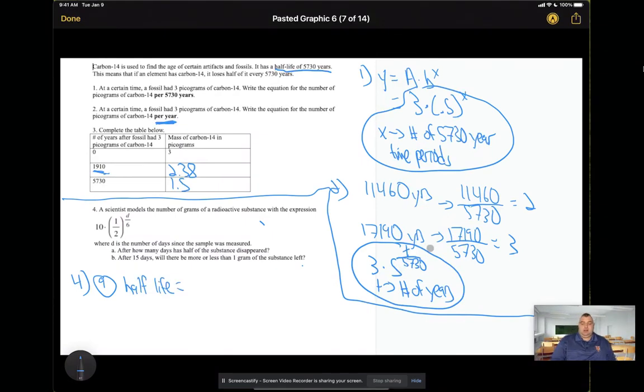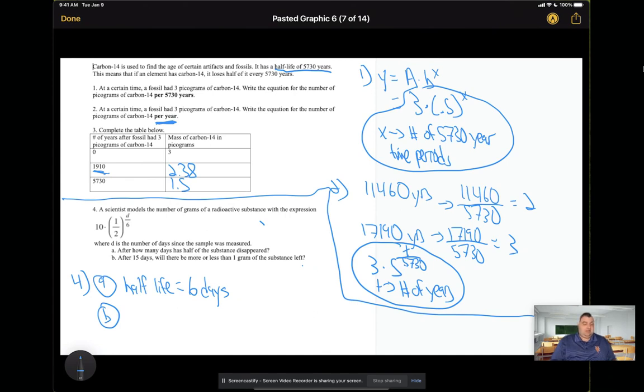Well, in this case, remember it was t over 5,730. So that 5,730 was the half-life of carbon-14. So the half-life ended up in the denominator. In this case, the denominator is 6. So the half-life is going to be 6, and I think d stands for days. So the half-life in this case is 6 days. The key is the denominator of the exponent is your half-life.